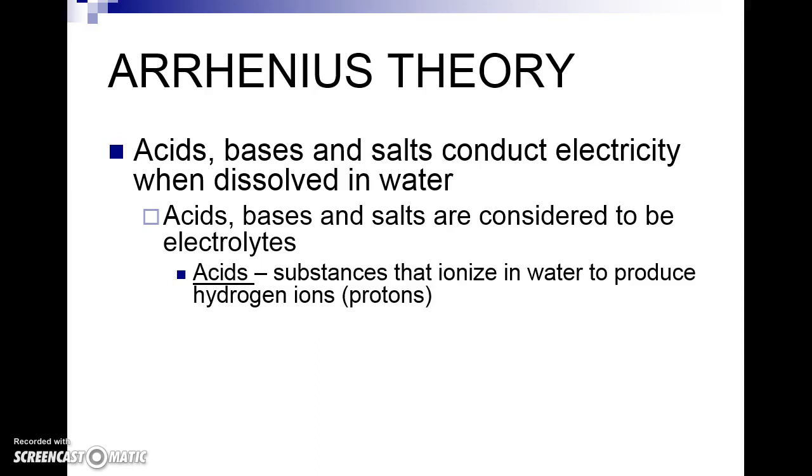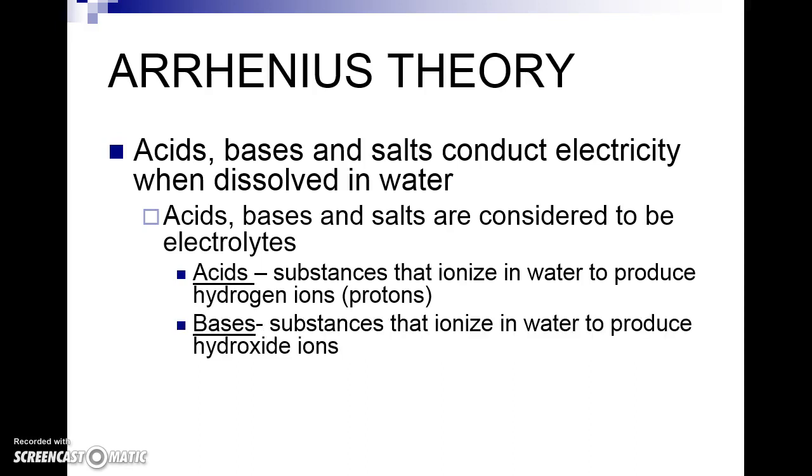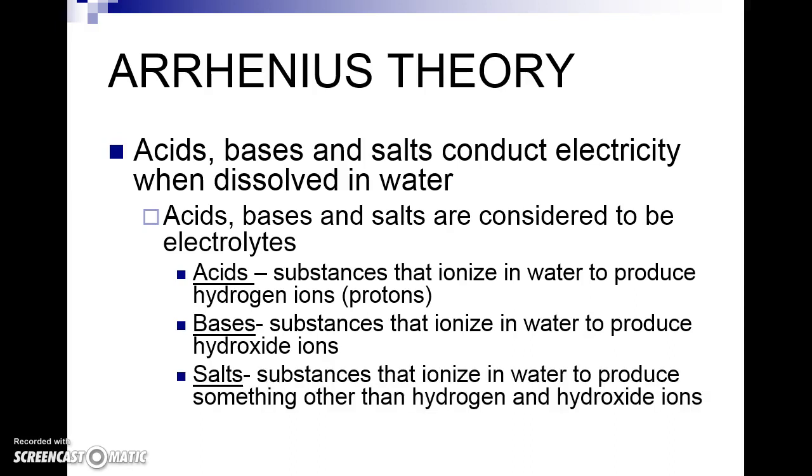Acids are substances that ionize in water to produce hydrogen ions, which are just a fancy way of saying protons, and our hydrogen ions are going to be H+, or H+1. Bases are substances that ionize in water to produce hydroxide ions. That's our OH-1, and that's going to be very important through this whole unit. Salts are substances that ionize in water to produce something other than hydrogen or hydroxide ions. Our most common salt is NaCl, and when it breaks into pieces it forms Na+ and Cl-.